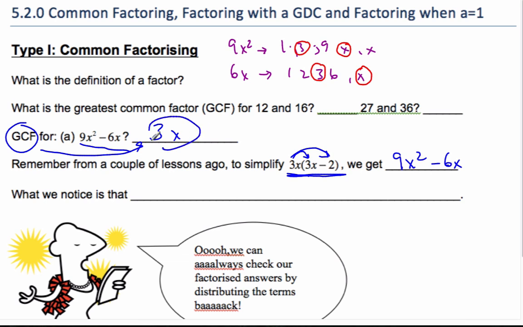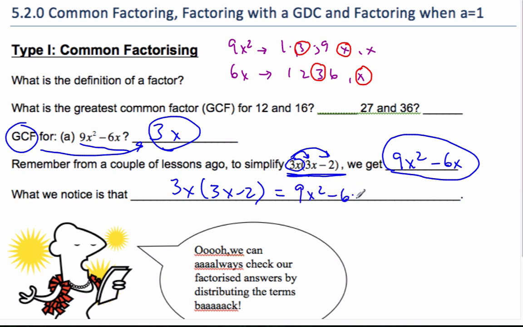So what do you notice now between this and this here? What I notice is that 3x is this factor here in front. That's the greatest common factor. And what's left is 3x minus 2. And these two things equal each other. And so 3x is what we call the greatest common factor. It's common to both of these terms here.